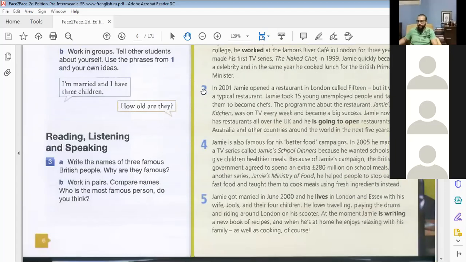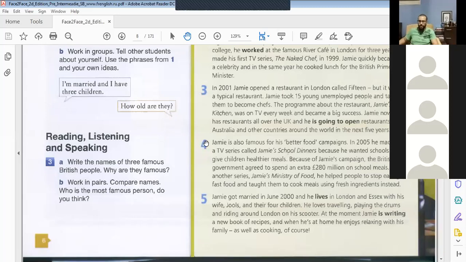In 2001, Jamie opened a restaurant in London called 15. But it wasn't a typical restaurant. Jamie took 15 young, unemployed people and taught them to become chefs. The programme about the restaurant, Jamie's Kitchen, was on TV every week and became a big success. Jamie now has restaurants all over the UK, and he is going to open restaurants in Australia and other countries around the world in the next 5 years.